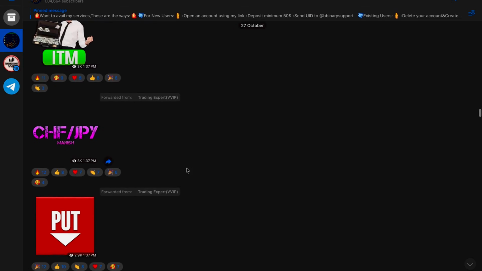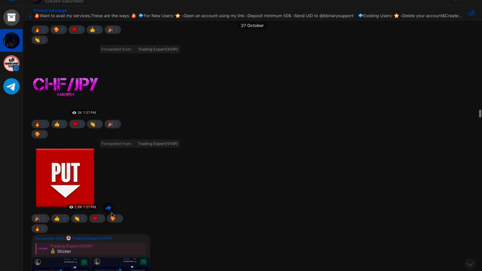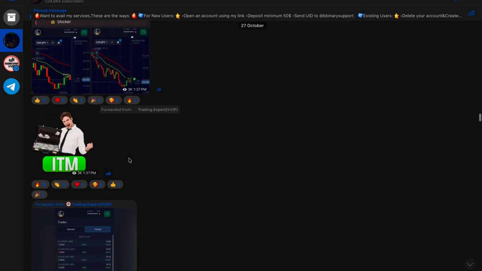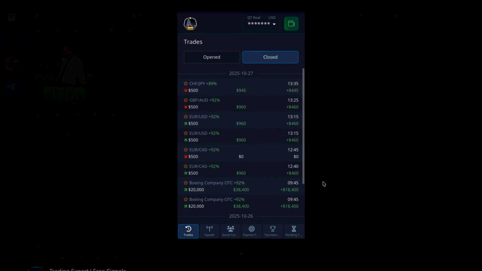The next signal was for CHFJPY for the put side. This pair approached a strong resistance level, and the moving average aligned perfectly with the zone. This confluence confirmed a reversal, giving us an opportunity to sell this trade, which ended up as a successful sell trade. So overall, in this session, all the trades we followed had clear technical logic, price action plus moving average confluence.